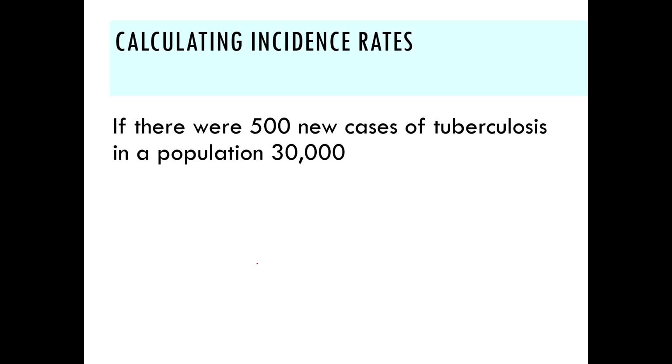Fine. So for this, please calculate the incidence rate. If there are 500 new cases of tuberculosis in a population of 30,000, what will be the incidence rate? Please calculate and submit your assignments within 5 minutes.